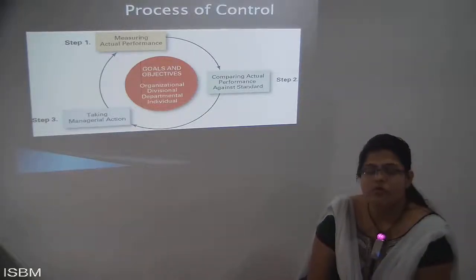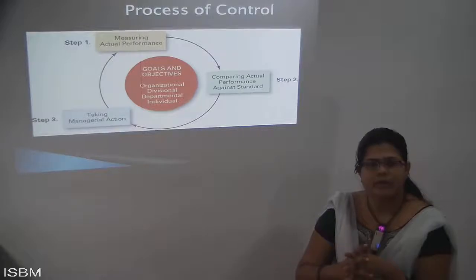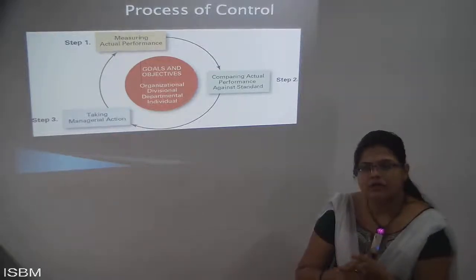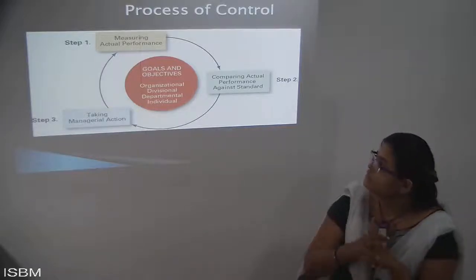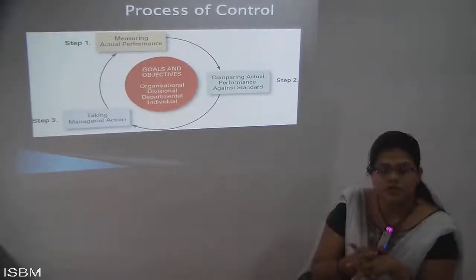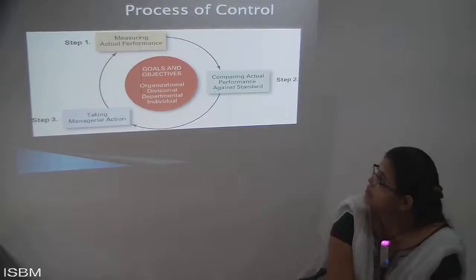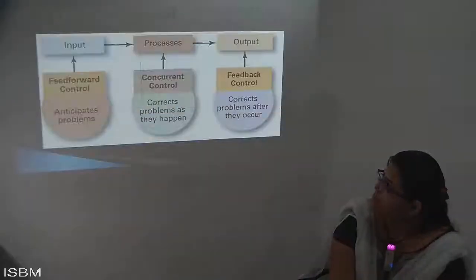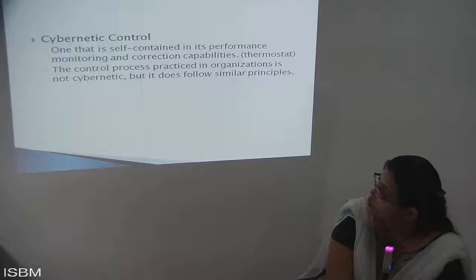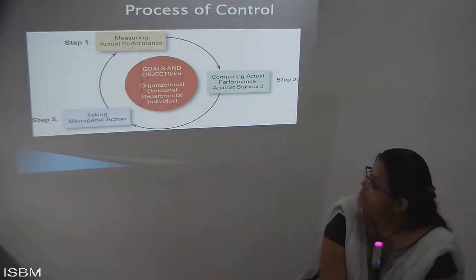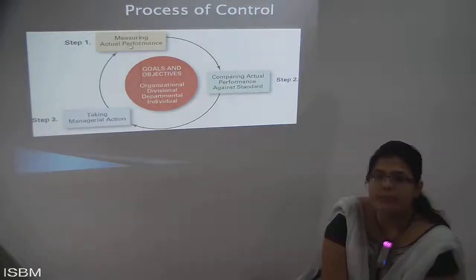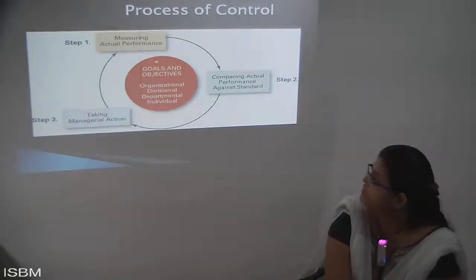As we learn with the help of areas, and we learn with the help of a scope, where you need to control. Now with the help of this only, the process of control is being shown. In the process here we have different types of steps which have been given to you. With the help of the steps, you need to identify. First, the step is measuring the actual performance. Then comparing the actual performance against the standard. Then taking the actions.